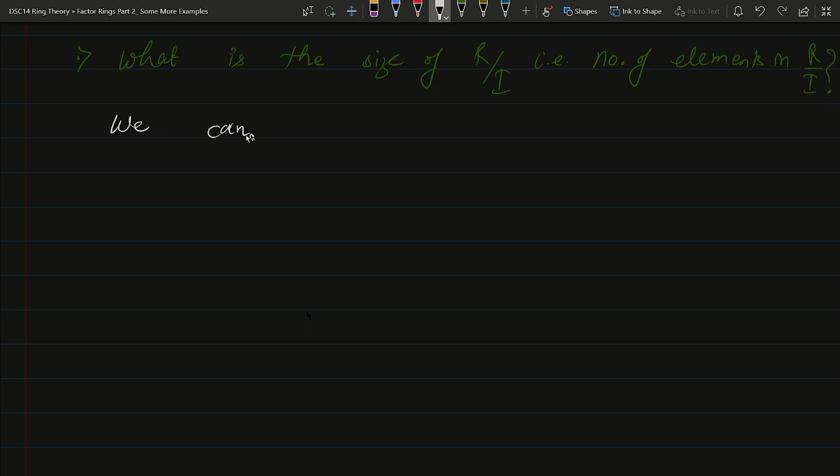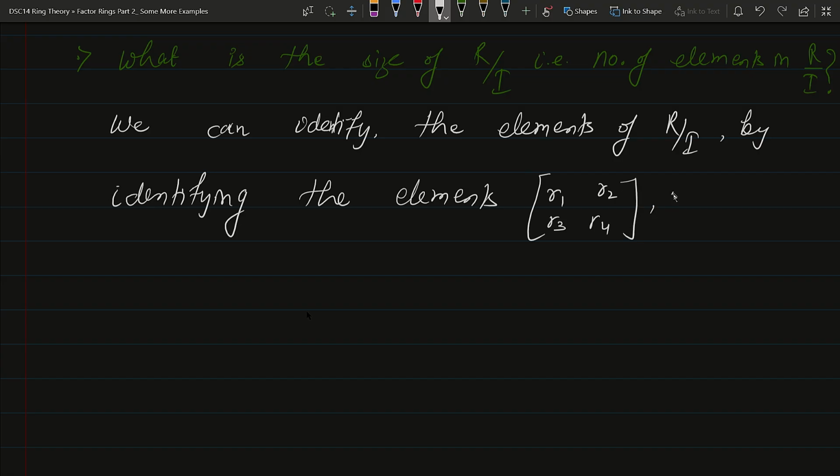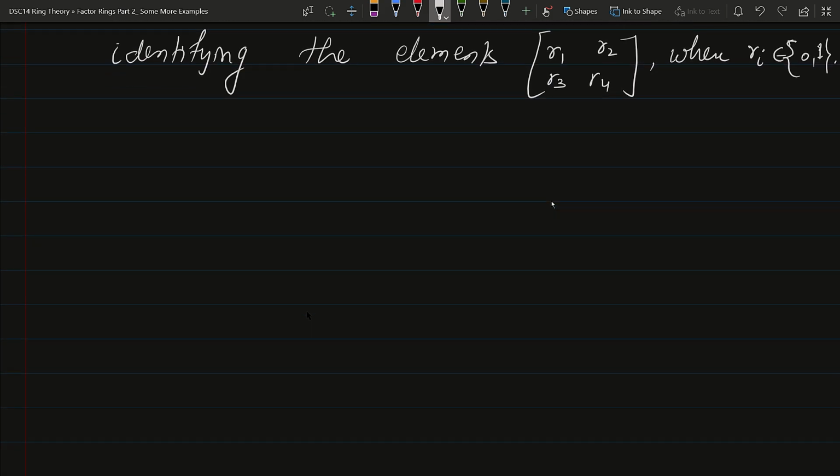ठीक है, so we can see that we can identify the elements of R by I by identifying the elements R1, R2, R3, R4 where Ri's are coming from the set 0, 1. ओके, अब हमें ये पता है कि R1 के पास 2 चॉइस है, R2 के पास भी 2 चॉइस है, R3 के पास भी 2 चॉइस और R4 के पास भी 2 चॉइस है। सो हाउ मेनी टोटल नंबर ऑफ चॉइसेस?